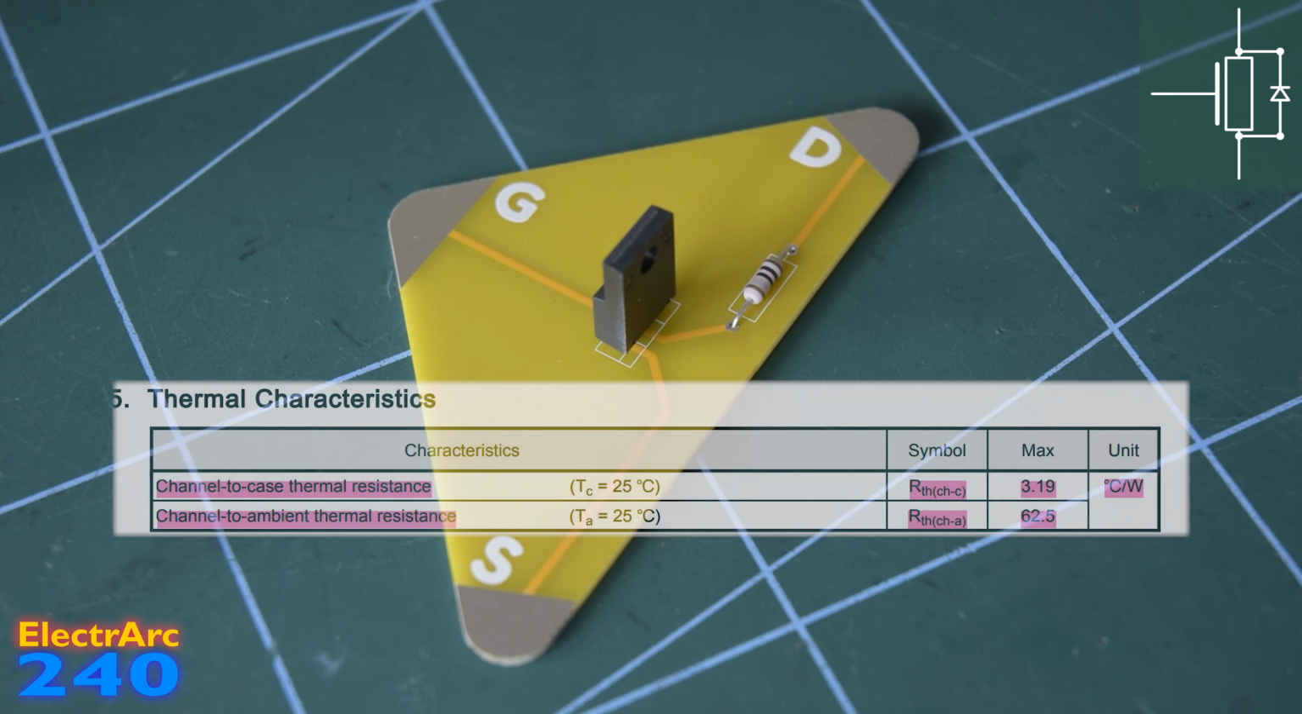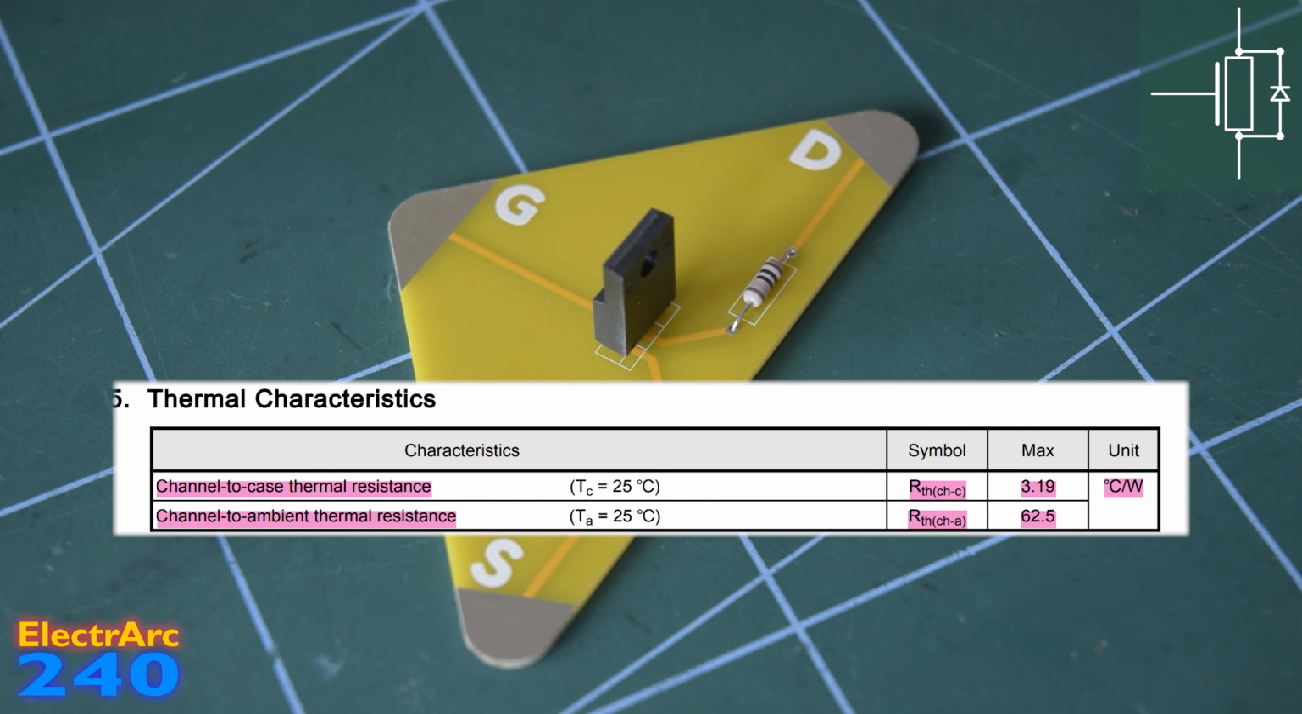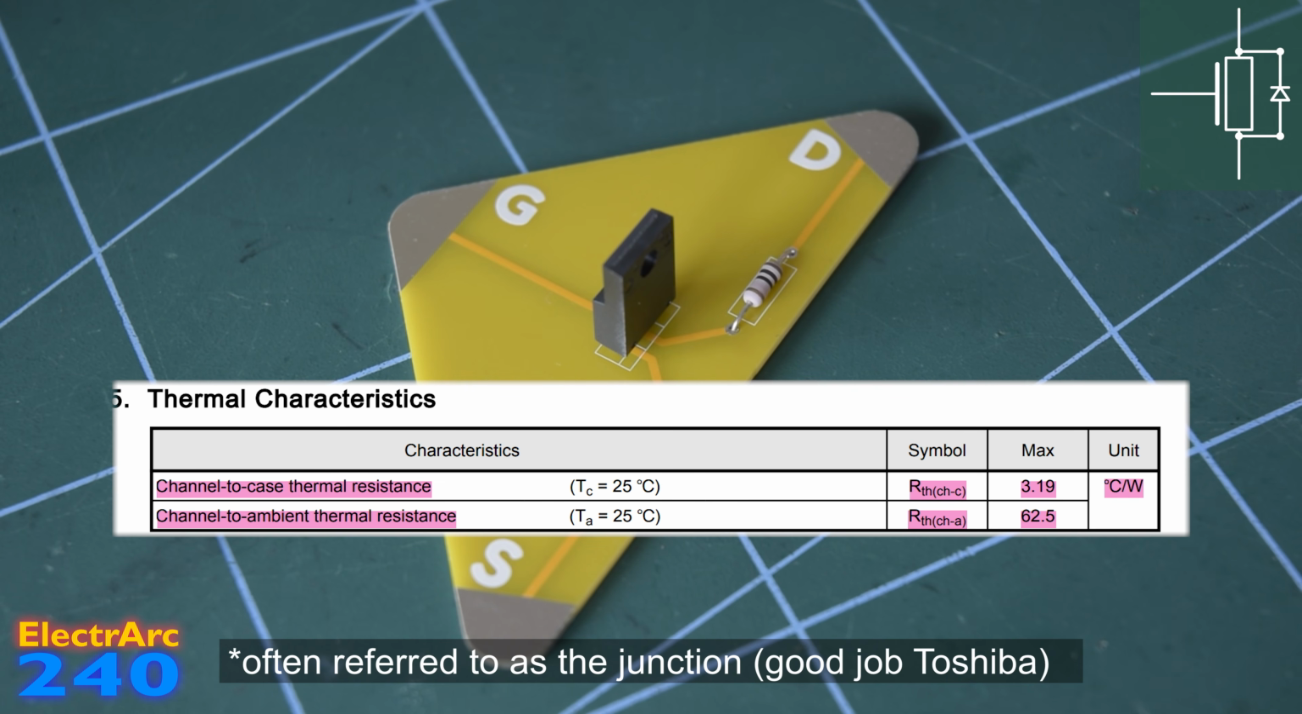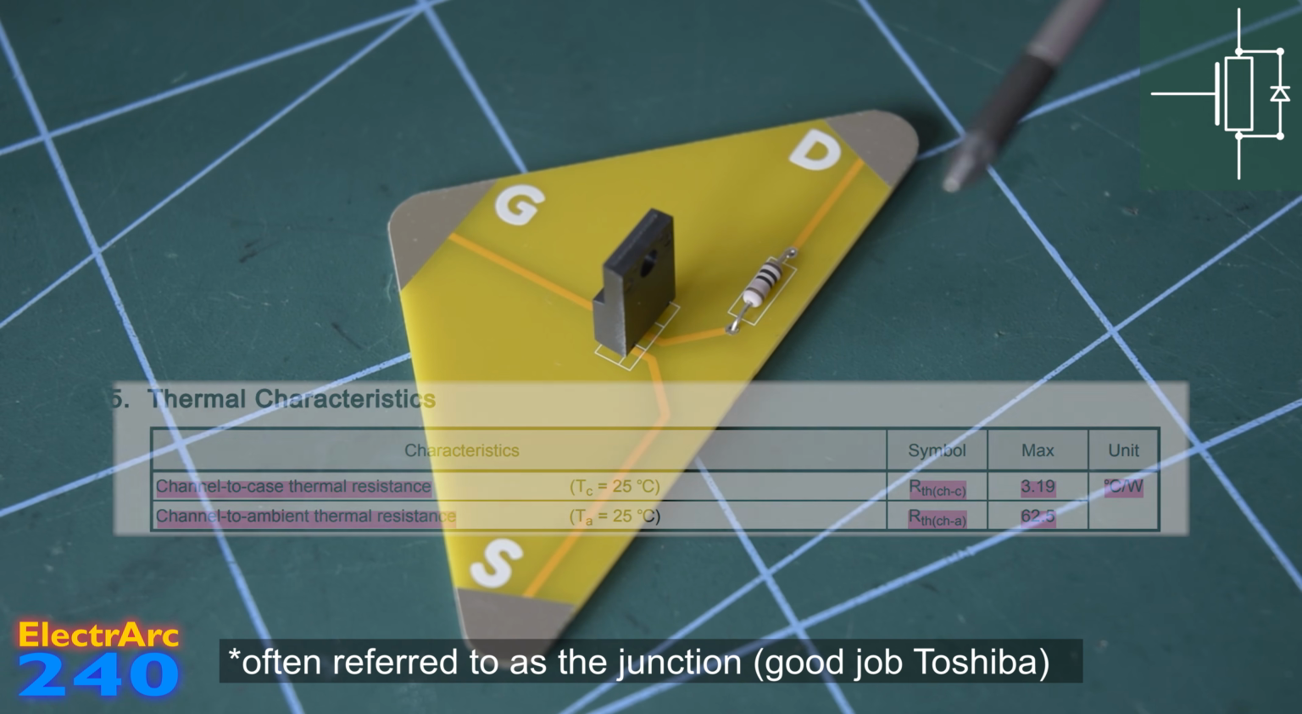You can see in this datasheet we have two thermal resistances. One tells us how easy it is for heat to get from the channel to the case, so that's this flat bit on the back, where we could then mount some kind of cooler. And the other is for if we don't put any kind of cooler on it, and that's the thermal resistance from the channel to the air. Note as well that in datasheets the channel is referred to as the junction, because in other, usually older devices, instead of a channel there was something called a junction.